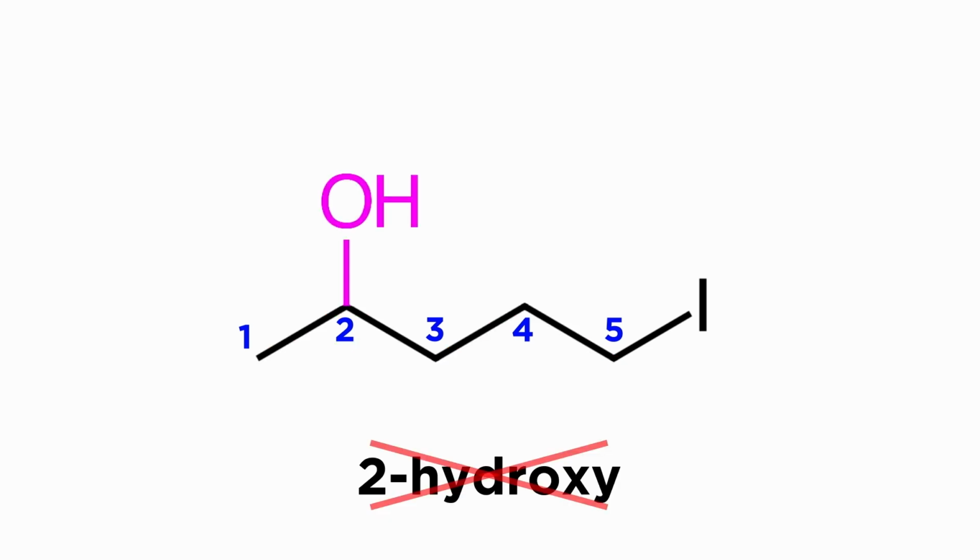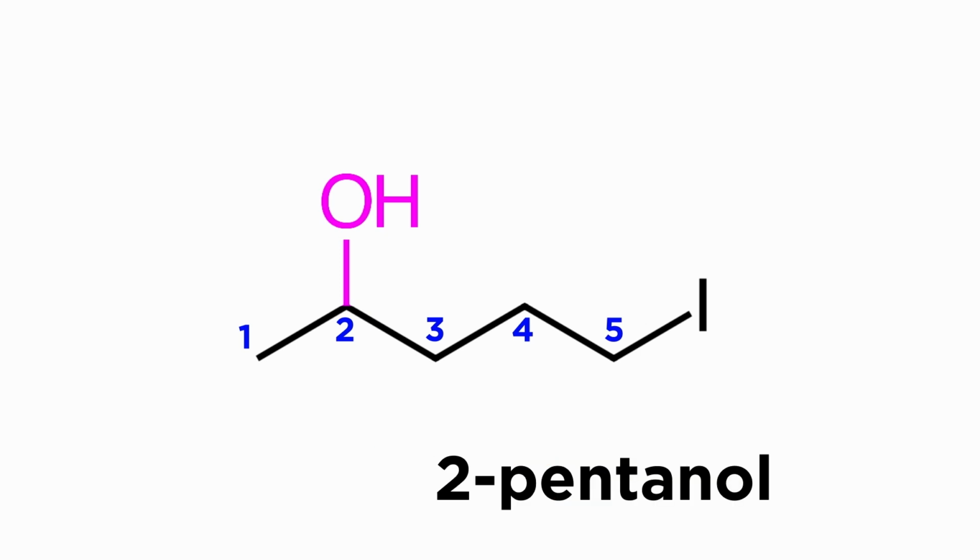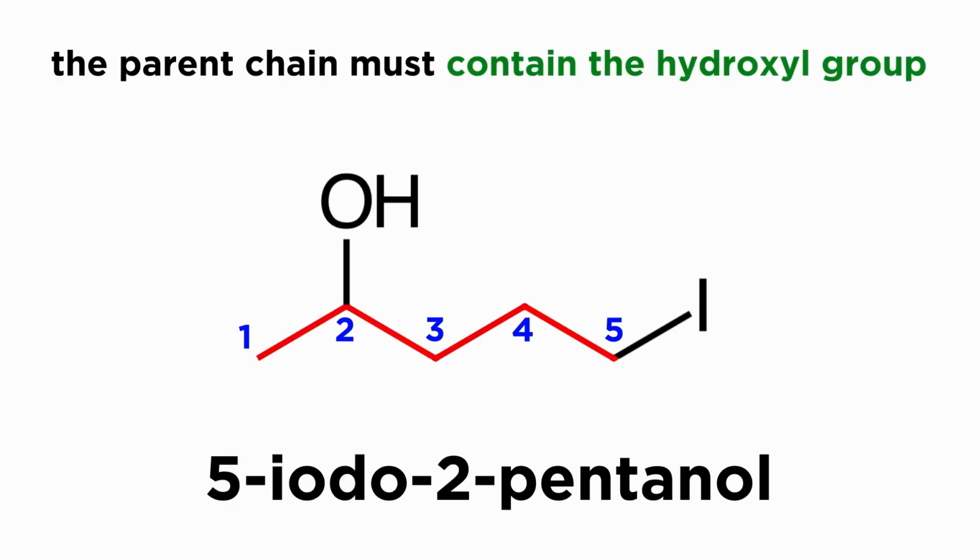In addition, as we said, we do not list this as a substituent, so it's not 2-hydroxy. This modifies the suffix of the molecule. This is 2-pentanol. The "ol" tells us it's an alcohol, and the 2 tells us that the hydroxyl is on carbon 2. Then we just list the other substituent first, so that will be 5-iodo-2-pentanol. The parent chain must contain the hydroxyl group, so keep that in mind as molecules get more complex.